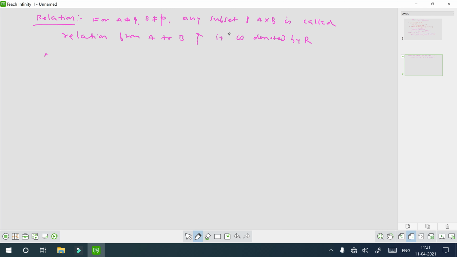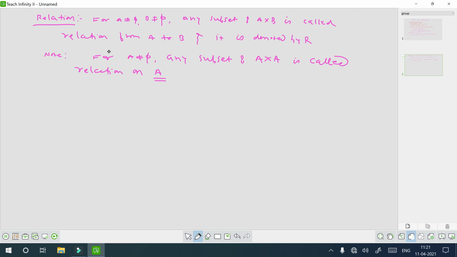But one note: for A non-empty, for any single set given to us, any subset of A cross A is called a relation on set A. That is the relation on set A.